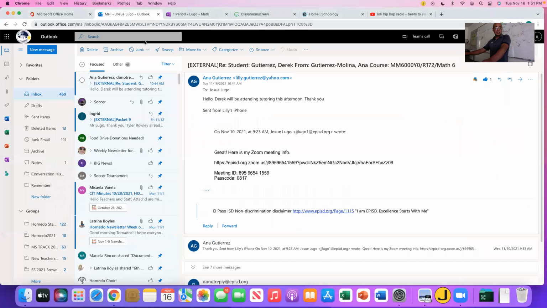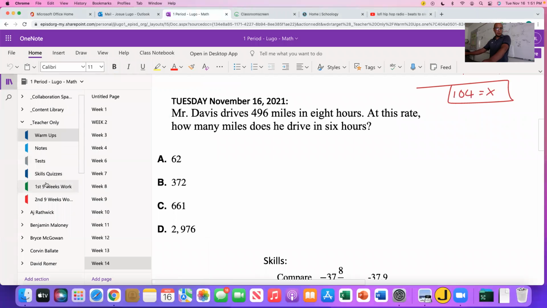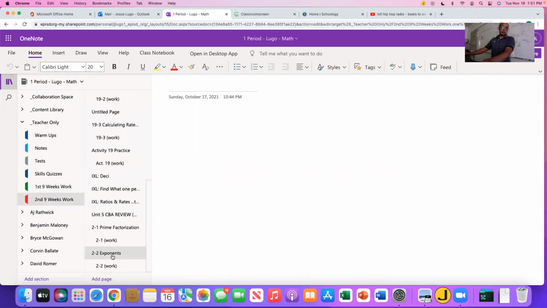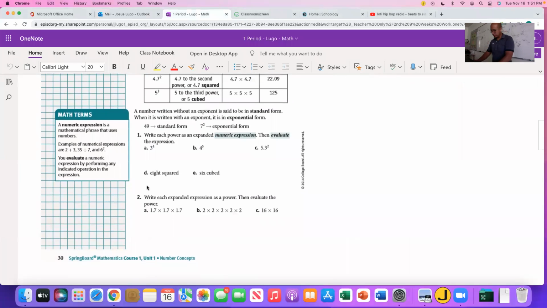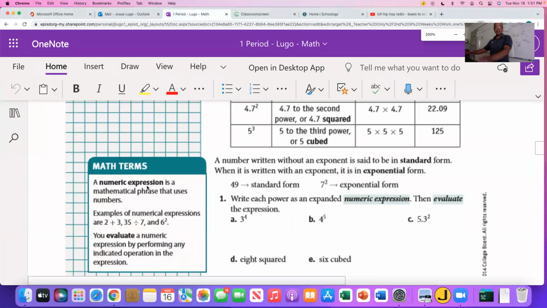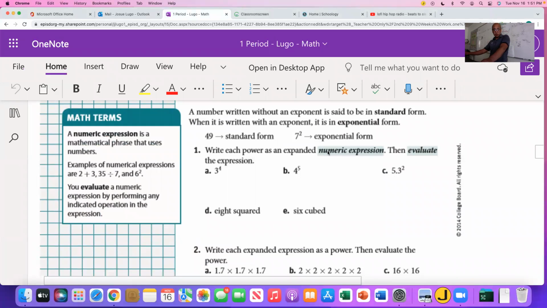Ladies and gentlemen, looking at the actual assignment, going to OneNote, you will find that it's actually quite simple today. In fact, if we do a few of these together, second 9 weeks work, scroll down to 2-2 exponents, beginning with number 1 here. Notice that it's saying we need to write each as in expanded form and then evaluate it.